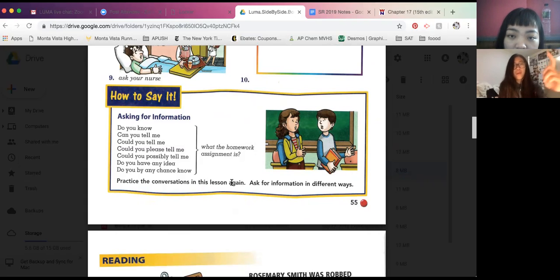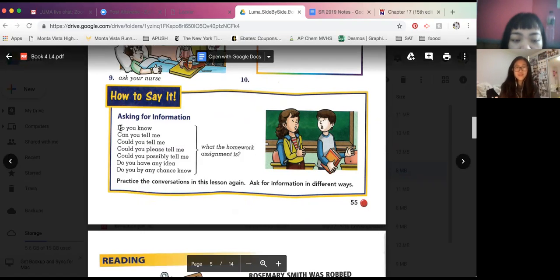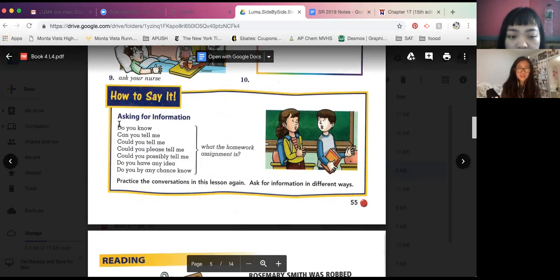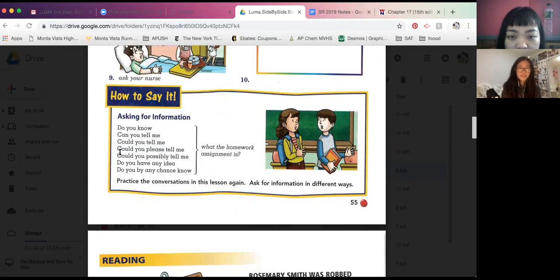These are more formal. Maybe you're asking a teacher or someone older, and you have to be more polite, or you just don't know them very well. But I don't think it's wrong to use, do you know what this homework assignment is, with older people or people with more authority. I think you can still use it. But I definitely think it's weird if you use, could you possibly tell me, with a friend. It's just really weird. But they all mean the same thing. Thank you.